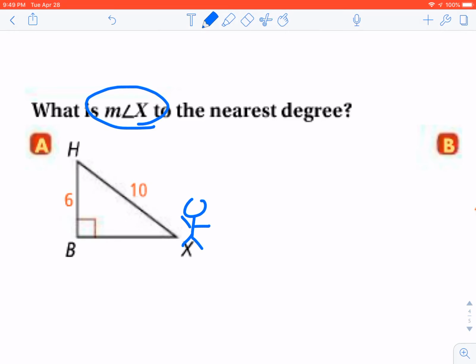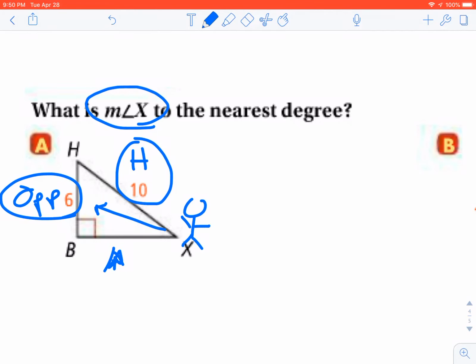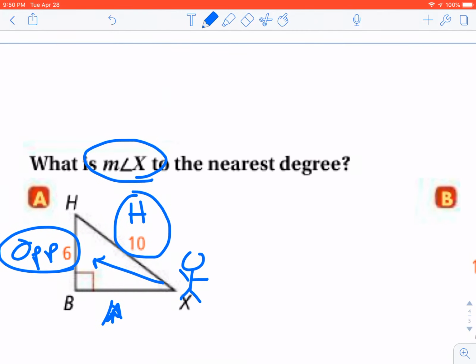I'm going to stand at angle x. And then my second rule was to always label the hypotenuse first. And the hypotenuse in this case is hx, which is 10. That was labeled with a value, so I'm interested in it. Then as I'm standing at angle x, 6 is opposite of me. xb would be my adjacent side. I don't care about it. So I'm going to use a trig function that deals with opposite and hypotenuse, which I kind of gave away the answer to you now.